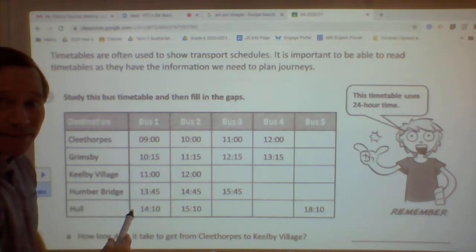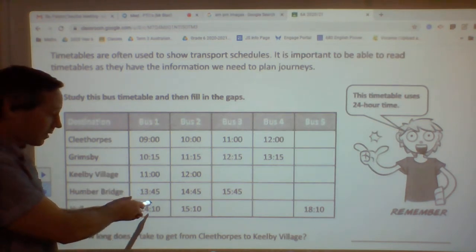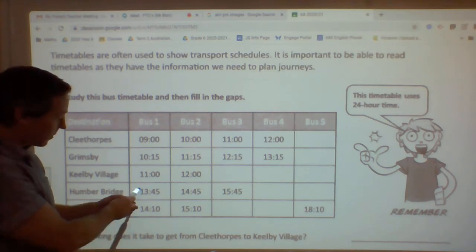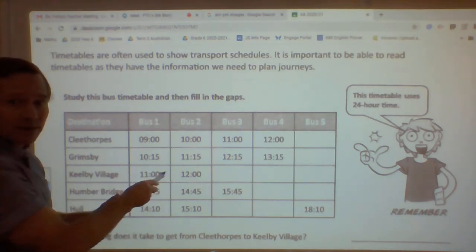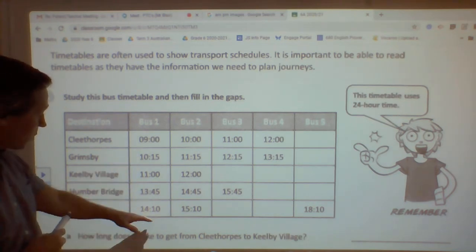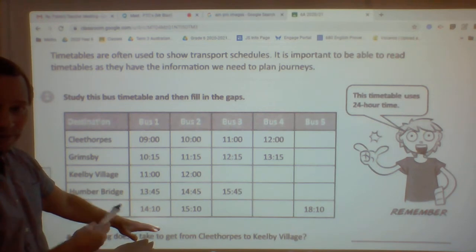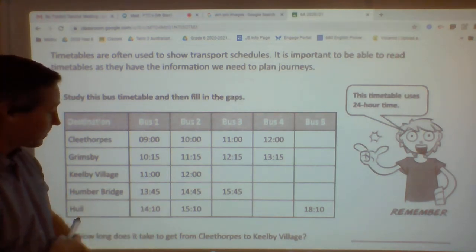13:45, which means PM because we're after the 12-hour time. So if I took 12 hours away from 13:45, 13 minus 12 would leave 1, so it would be 1:45 PM. And then Hull would be the last stop at 14:10, take 12 hours away from 14, would be 2:10 PM.